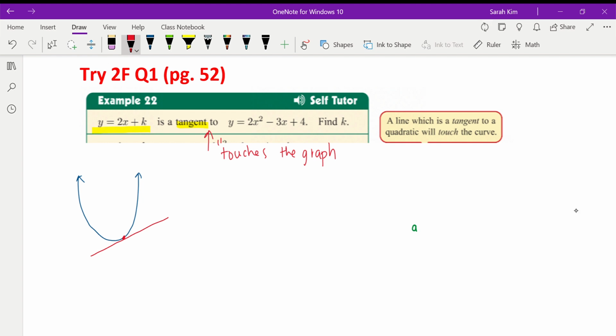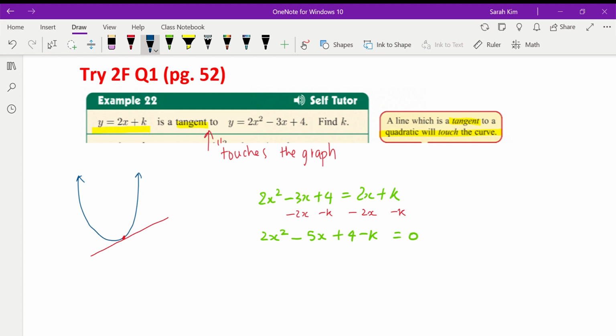So here you go. The line which is a tangent to a quadratic will touch the curve. That's a fact that you might not know yet, but it's now required for you to know, which you will use a lot in Year 12. Anyway, let's begin. First things first, I need the y's to equal each other. So 2x squared take 3x plus 4 equals 2x plus k. I'm going to do minus 2x minus k, minus 2x minus k. So I get 2x squared minus 5x plus 4 minus k equals 0.